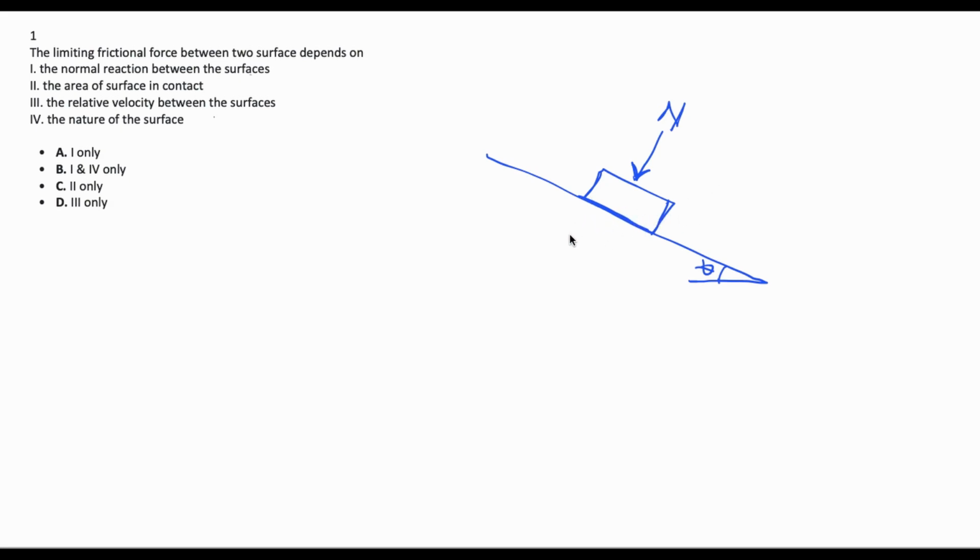Now think about it. If you drive a car on a dry asphalt road, there's going to be enough friction for the car to move normally. But if you drive the same car on a wet road or an icy road, there's going to be a reduction in frictional force, and so the car would slip. So obviously the nature of the surfaces in contact also determines the amount of frictional force. So frictional force is mu N, where N is the normal force and mu is the coefficient of friction. So in our options, the normal reaction between the surfaces matters, as well as the nature of the surface. So 1 and 4 is our answer, and our answer here is B.